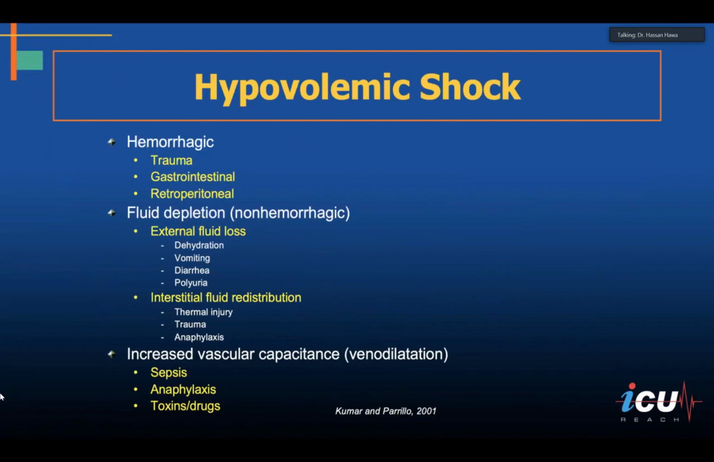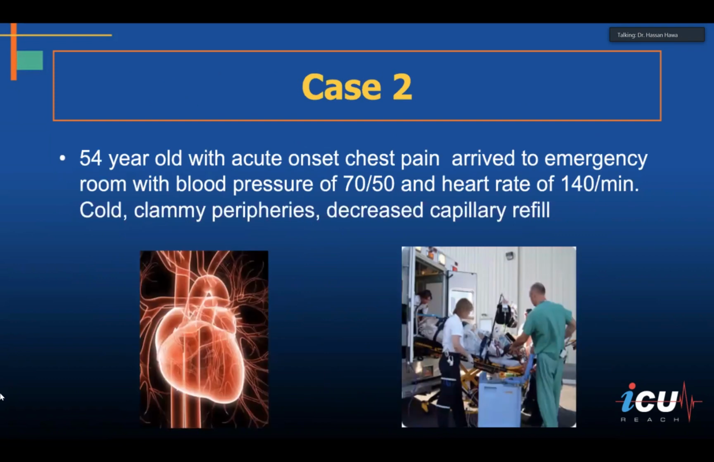And these are examples of hypovolemic shock. It can be hemorrhagic, or it can be fluid depletion, or it can be increased vascular capacitance, venodilatation, as we see in sepsis and in toxins, where the patient might have third spacing.